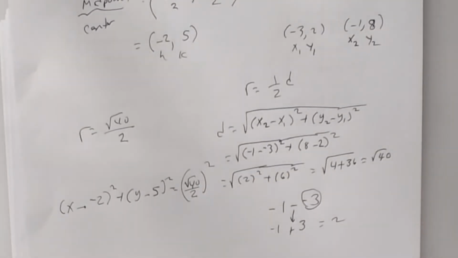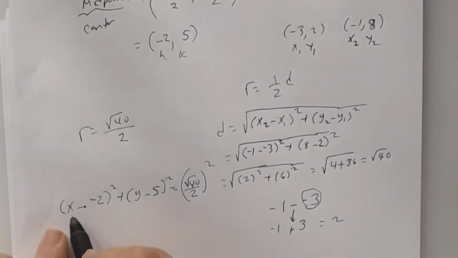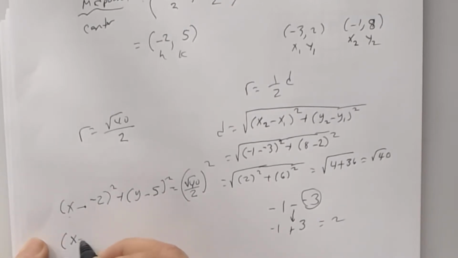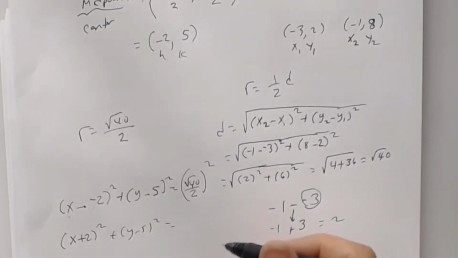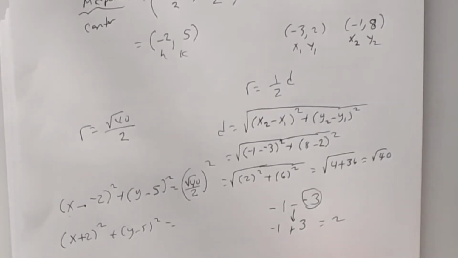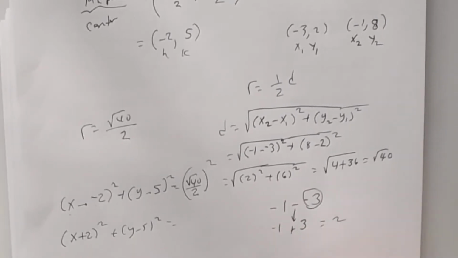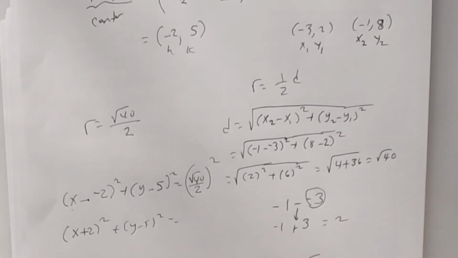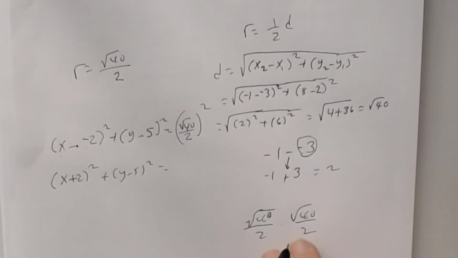Okay. Is that how you want to write it? No. No. All right, so listen carefully. So you're going to say x subtract negative 2 is what? X plus 2 squared plus y minus 5 squared. All right, now let's look at this. The square root of 40 divided by 2 squared means this. The square root of 40 divided by 2 times itself, right? Times itself, right?